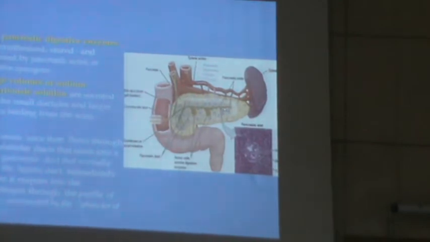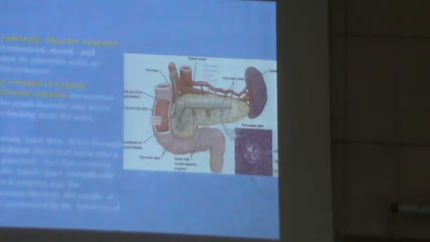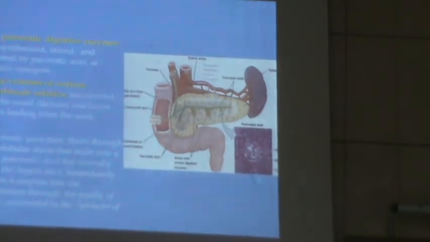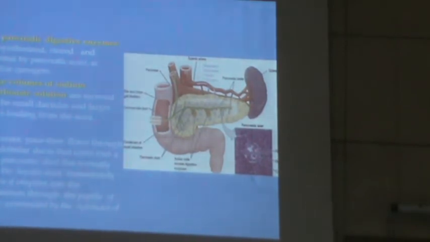In general, the acinar cells are the site of synthesis, storage and secretion of the pancreatic enzymes, while the duct system is the site of the formation of the aqueous component of the pancreatic juice.